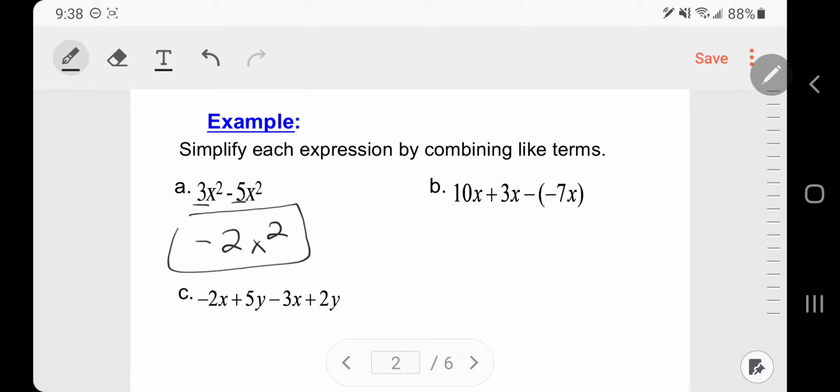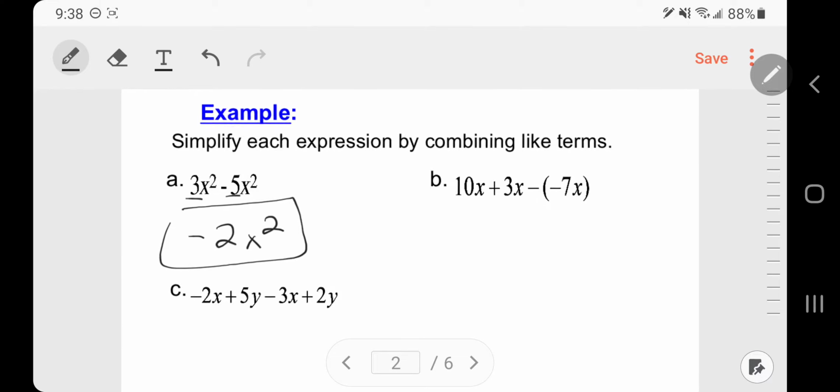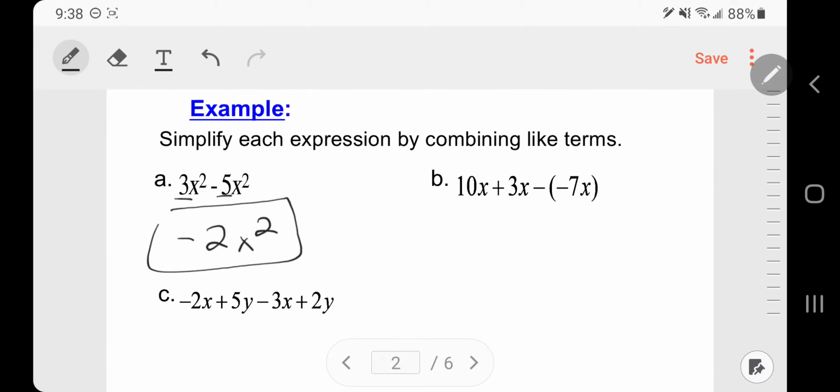All right, in b, I have 10x plus 3x minus a negative 7x. This minus a negative is pretty much like having a plus here. So now we just combine all of our like terms because we have an x to the first in each of these. So 10x plus 3x is 13x, plus 7x would give me a 20x.